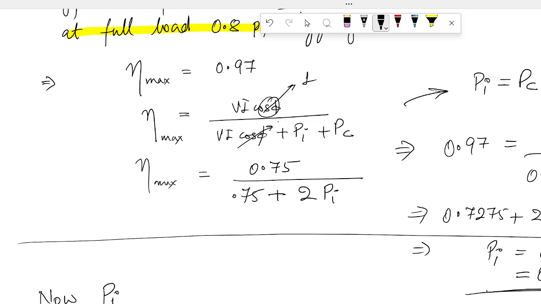Now you have got the iron loss. You know iron loss is fixed. Why is it fixed? Because flux is the rated flux. But copper loss is variable. Why variable? It varies with load. As you change the load, the current value will change, and since copper loss is I square R, I square will change, hence the copper loss will also change as the loading conditions change.